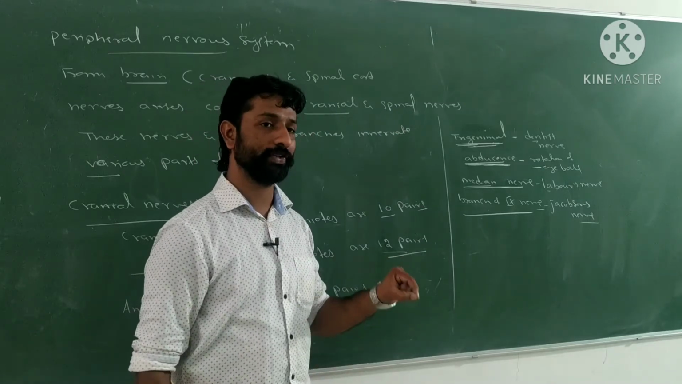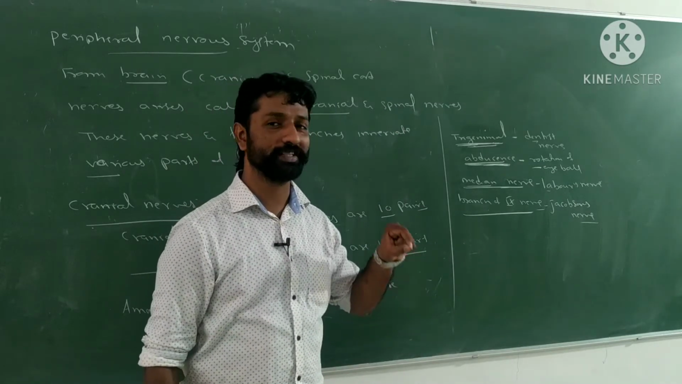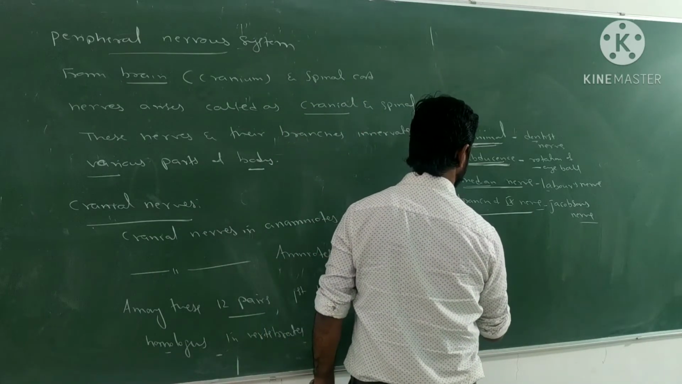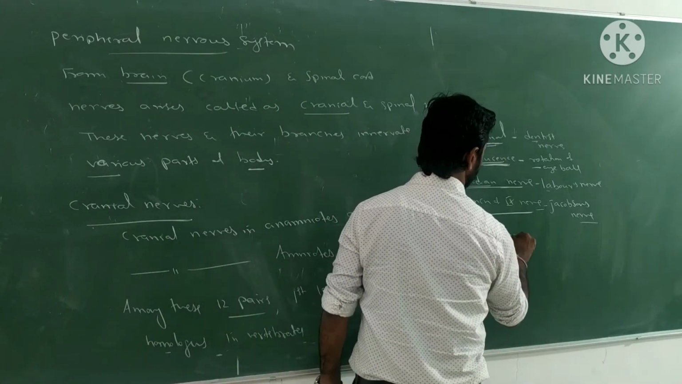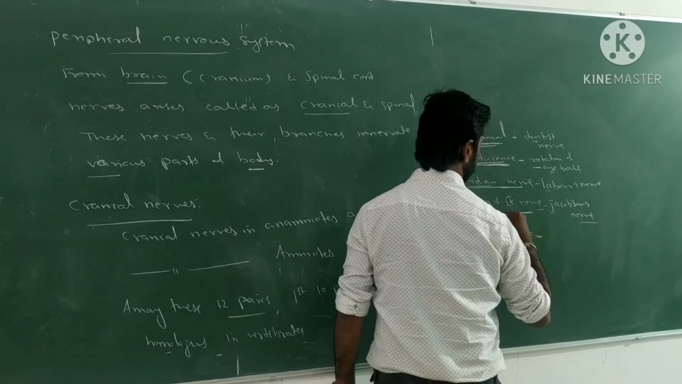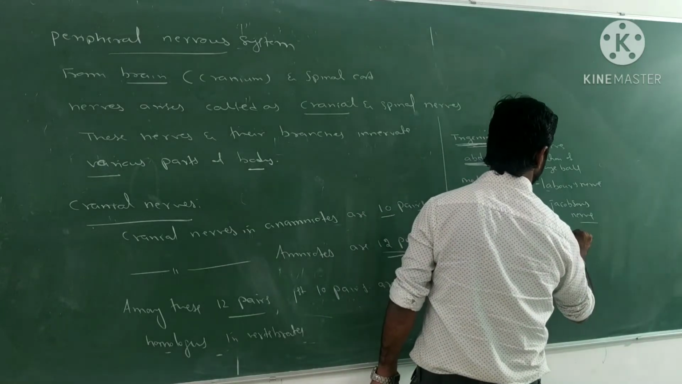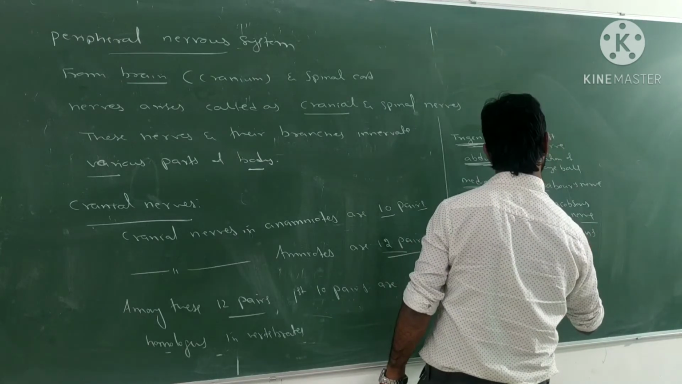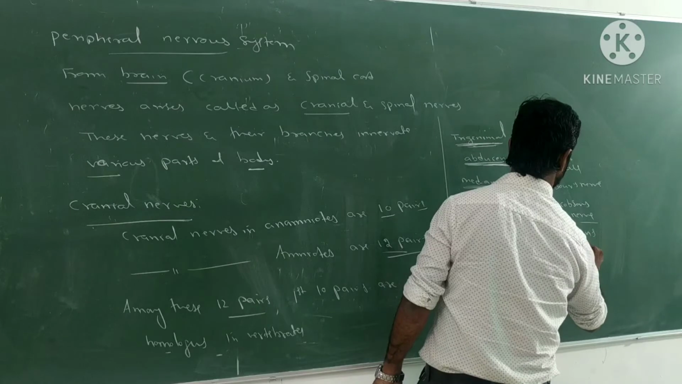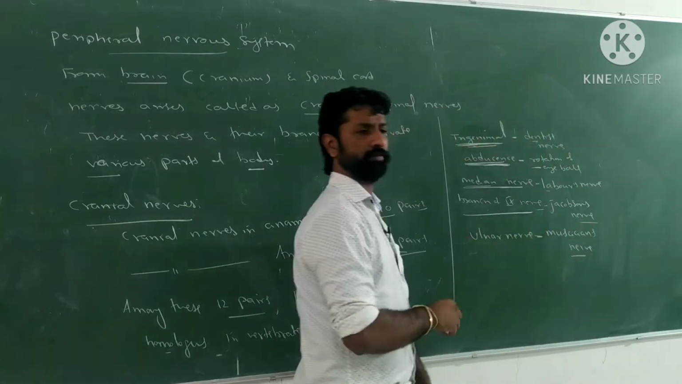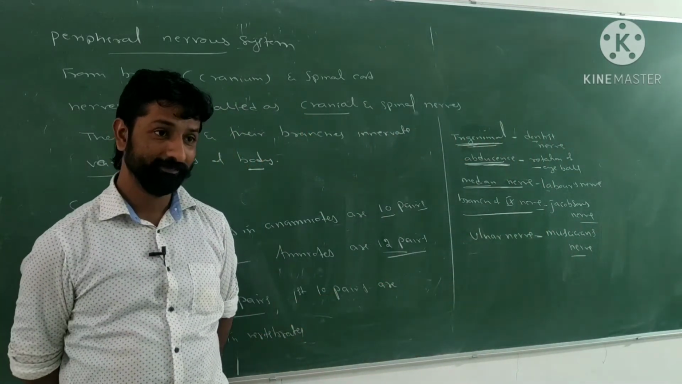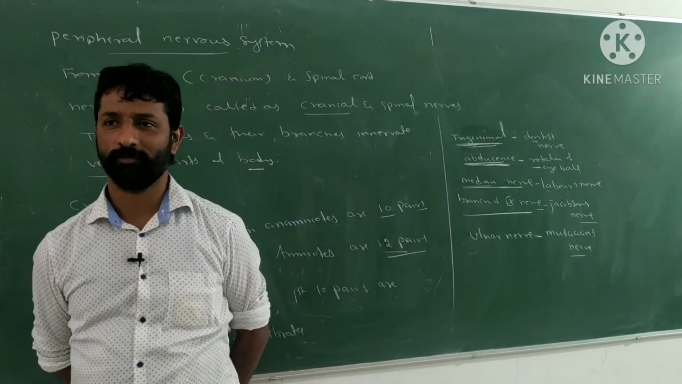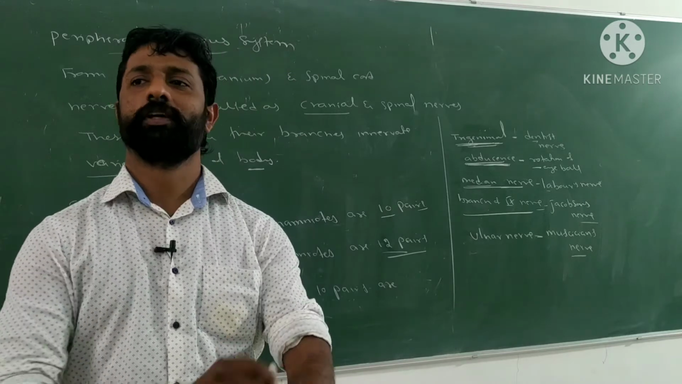And one more major nerve is called the musician's nerve. What is that nerve? It is the ulnar nerve. Why is it called the musician's nerve? Prithvi, why may it be called the musician's nerve?